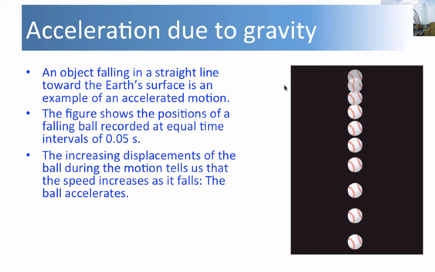The main example we refer to for constant acceleration is the acceleration due to gravity. We remember that as an object falls in a straight line towards the Earth's surface, it's accelerated by an acceleration equal to 9.8 meters per second squared in the downward direction. This is an example of constant acceleration because, as we've discussed, that acceleration is always there. It's always downward, and it has the same magnitude.